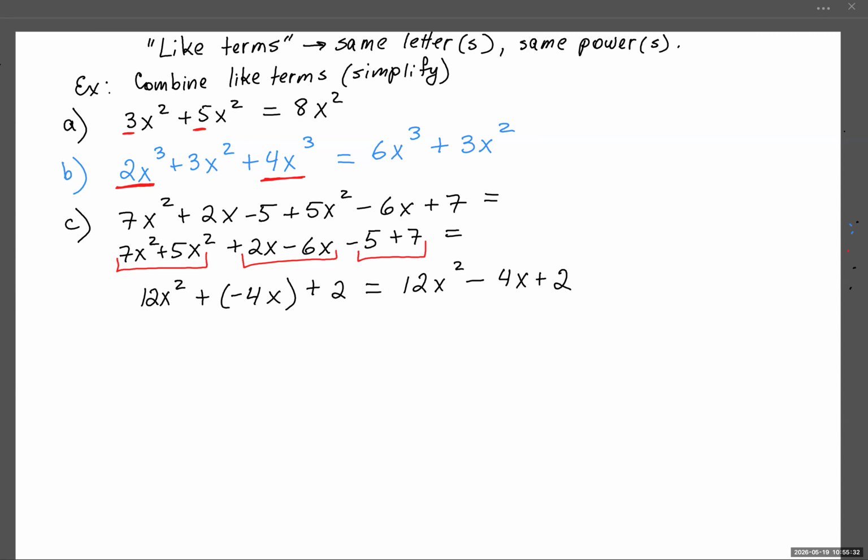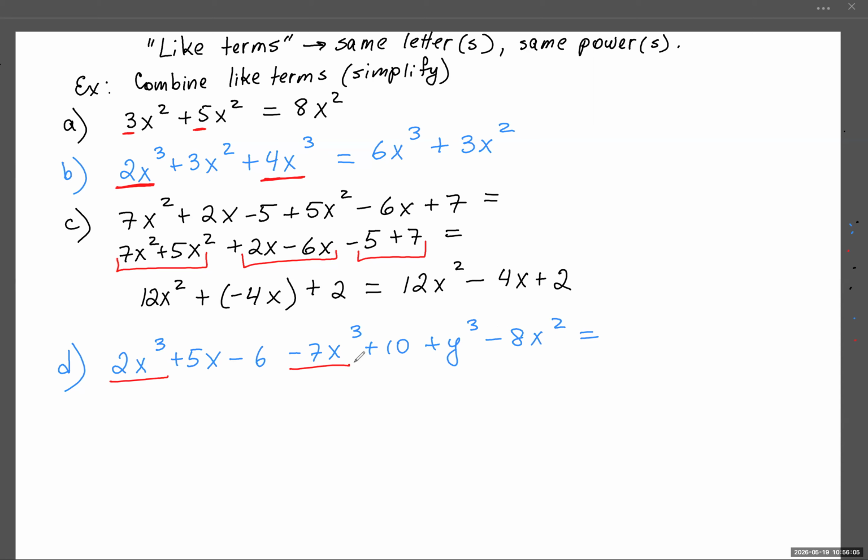Going to try one more time with multiple letters. So 2x cubed plus 5x minus 6 minus 7x cubed plus 10 plus y cubed minus 8x squared. So first of all, let's identify our like terms. So we have 2x cubed, and we also have negative 7x cubed.